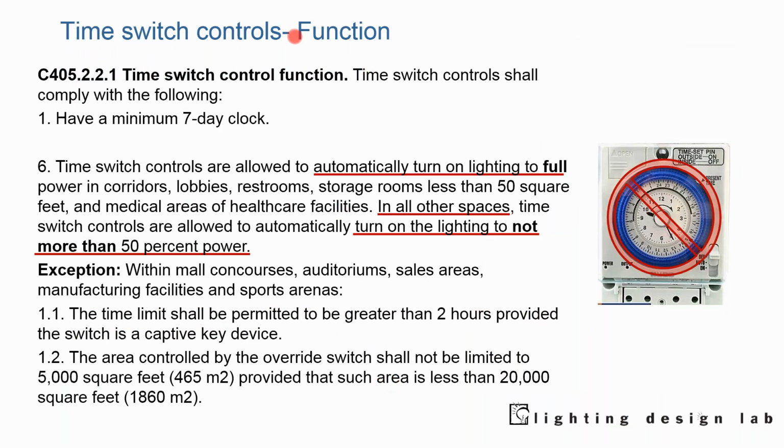What is the function of these time switches? They have to have a 7-day minimum clock. That's pretty standard now. Automatically turn lights on to full power in areas. In all other spaces, though, the time switch controls are allowed to automatically turn the lighting to not more than 50% power, unless you want to override it.